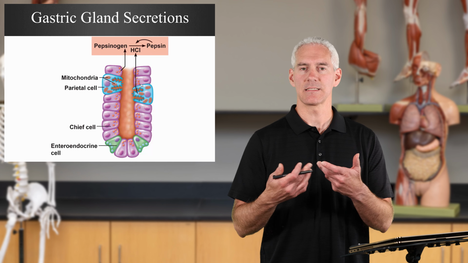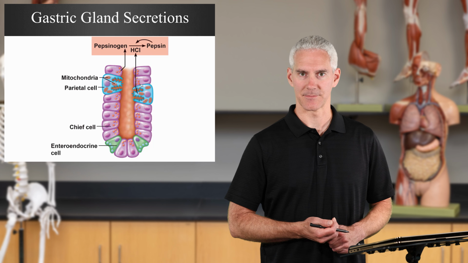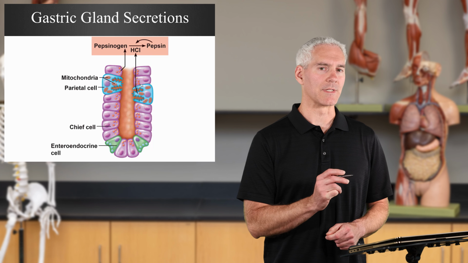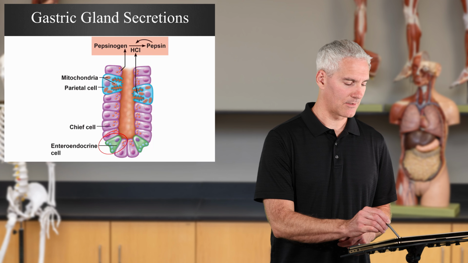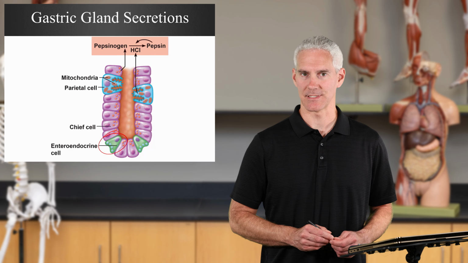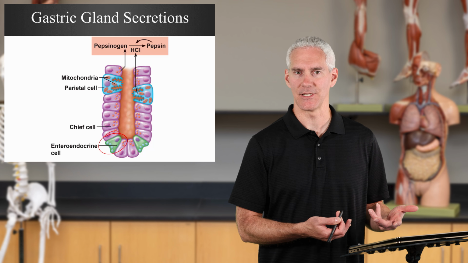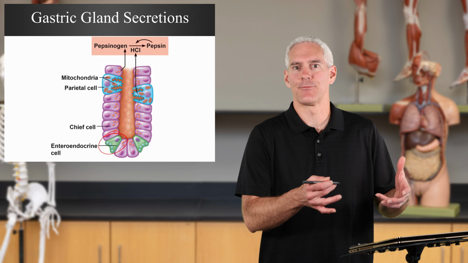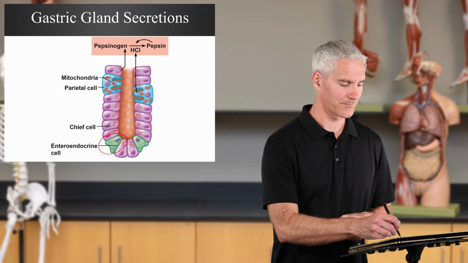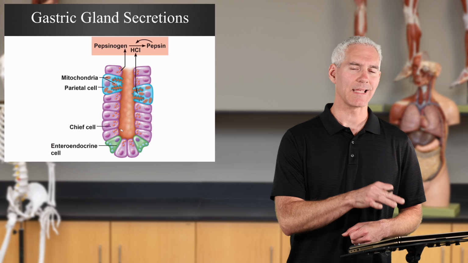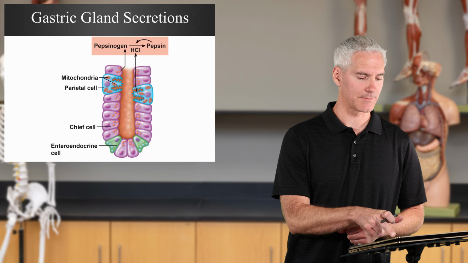Together, that makes the active enzyme pepsin. But notice, there's one other cell down here, the enteroendocrine cell. And yes, there's two shown here, but again, that's just a representation of it. It's not meaning that every gland has two of these cells. So we need to look into that enteroendocrine cell a little bit.